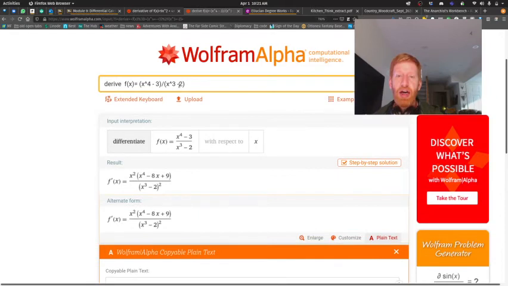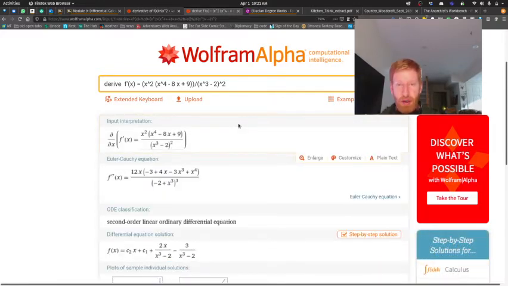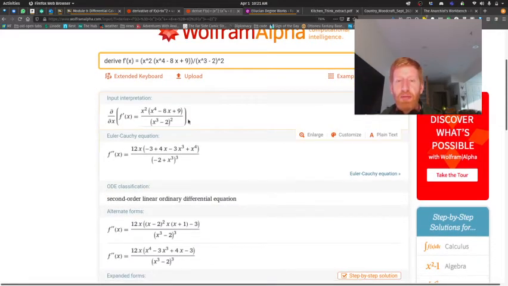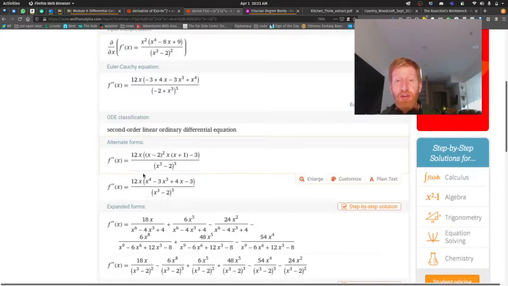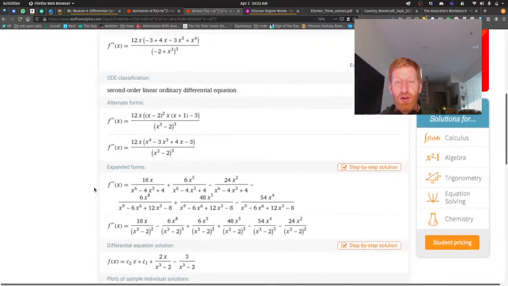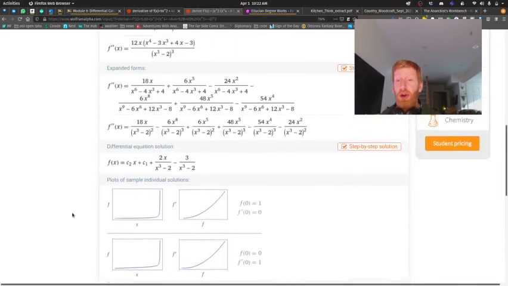So we can then copy out our results, and we can say, let's derive the second derivative. Let's see how it handles that f prime. Cool, it gives us the f double prime. Input interpretation, that makes sense. That is what we're looking for. And then we've got some alternate forms. So we've got, with and without parentheses, x to the 4 minus 3x cubed, right? This all looks good. We've got an expanded form. We've got all the stuff that we need.